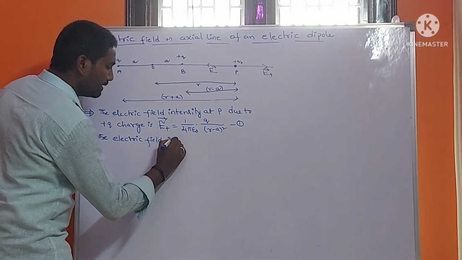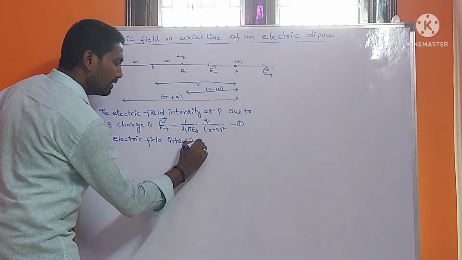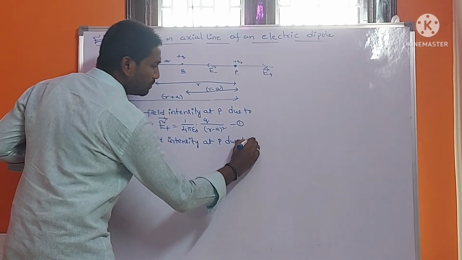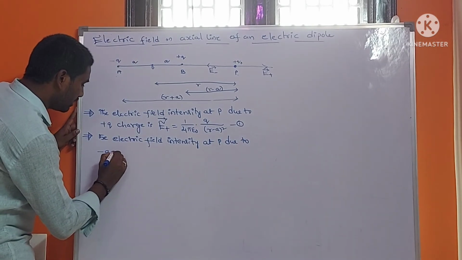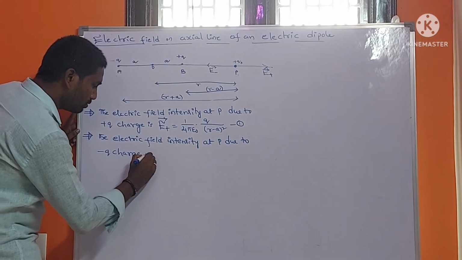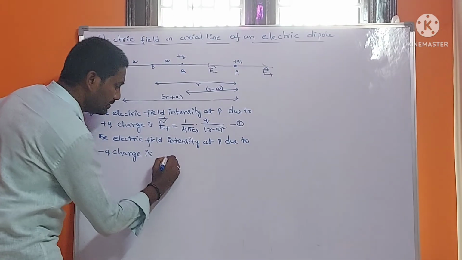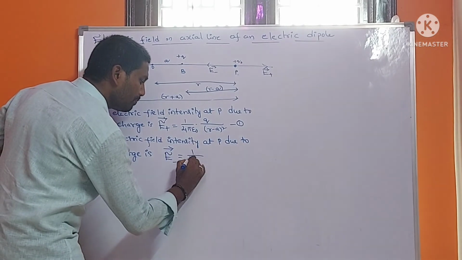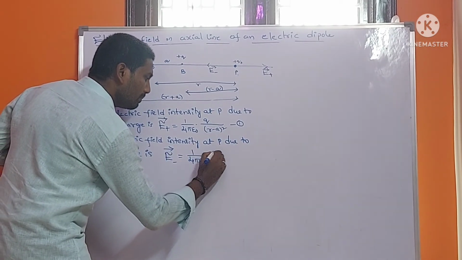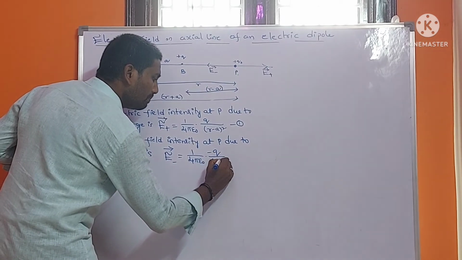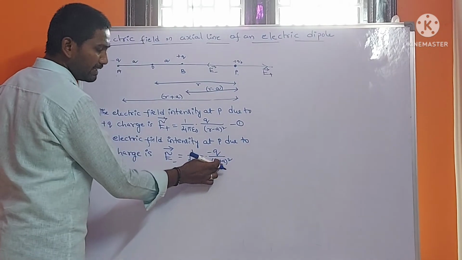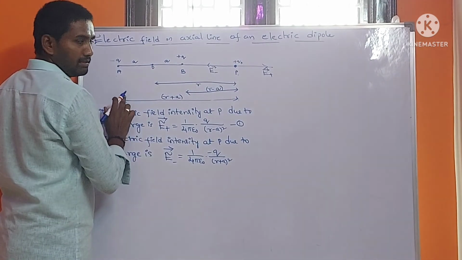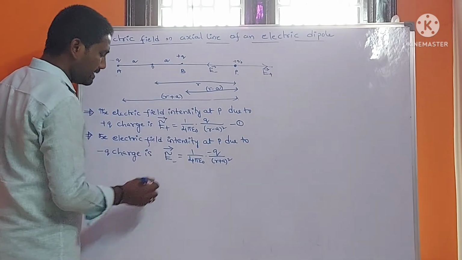Second point, observe clearly, the electric field intensity at point P due to negative charge is E minus Z equal to 1 by 4 pi epsilon naught into minus Q by R plus A whole square. Why have we taken R plus A? From the distance from A to P, that is R plus A.